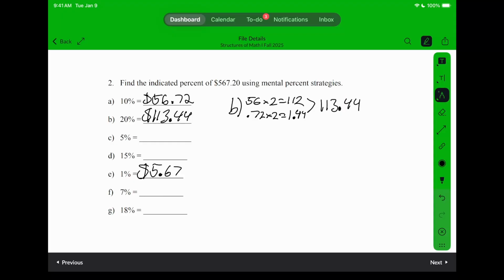And then 5%, you can take your 10% and divide it by 2. So 56 divided by 2 is going to be 28. And then 0.72 divided by 2 is going to be 0.36. So just put that together. 5% is 28.36.